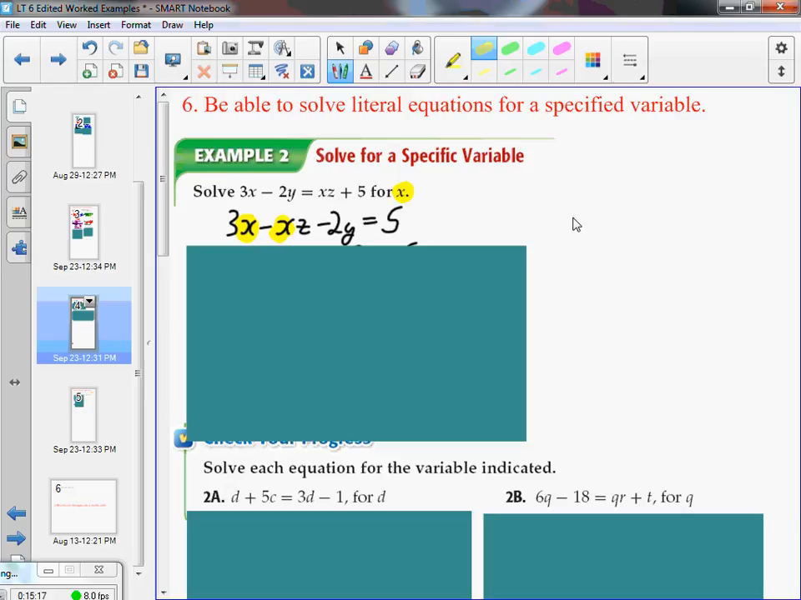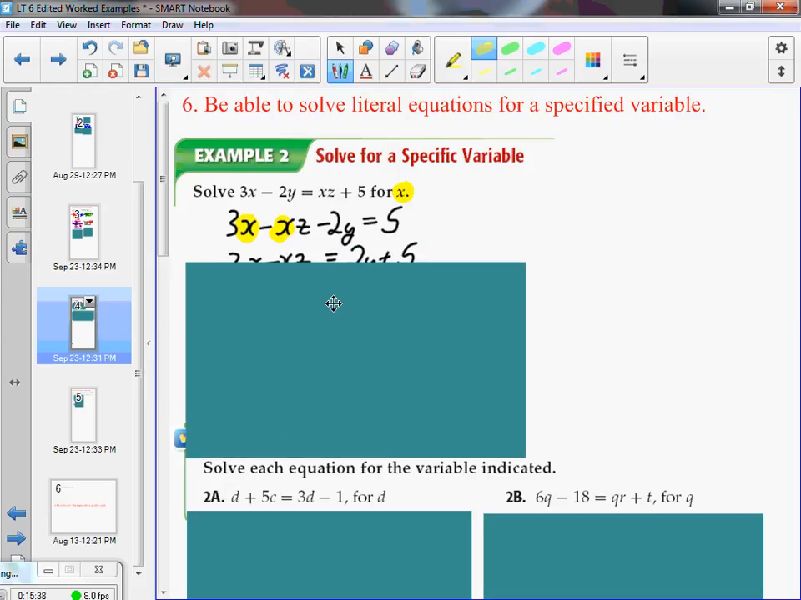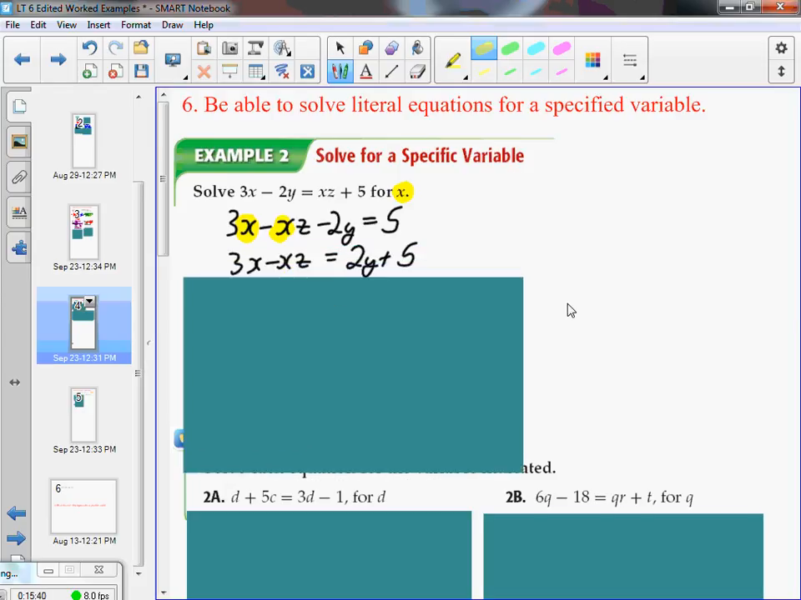But notice, unlike a problem we worked a few minutes ago, I can't simplify that and get a single x term. I can't add those or subtract those together. All right, so I'm still going to try to get all the x's on one side, everything else on the other. So I can add that 2y to both sides and turn my equation into this, correct? And this is what I've got so far.